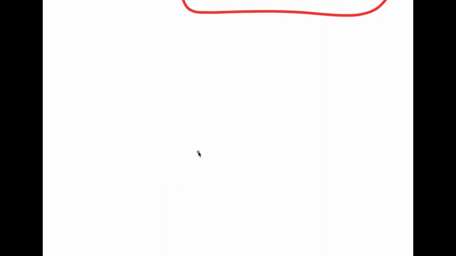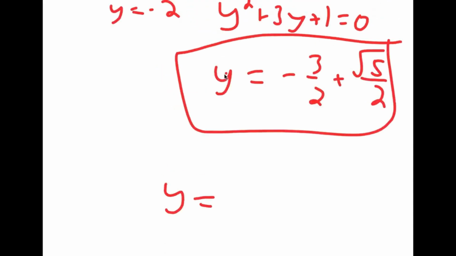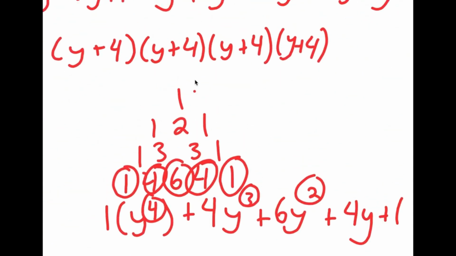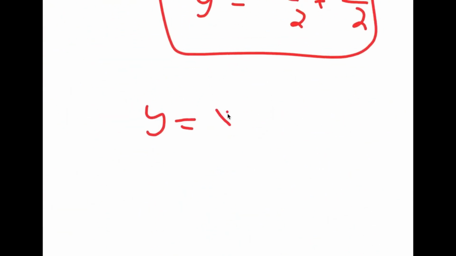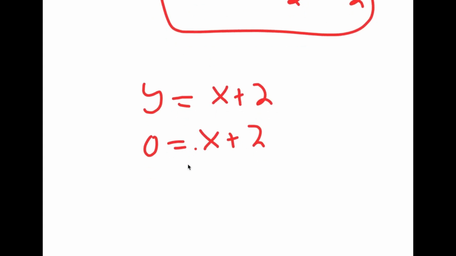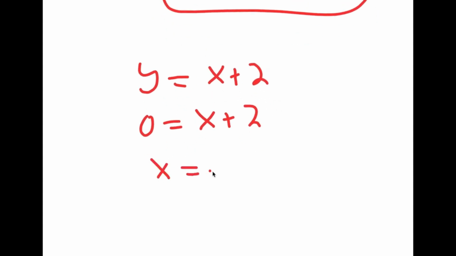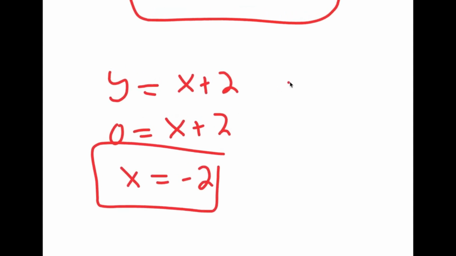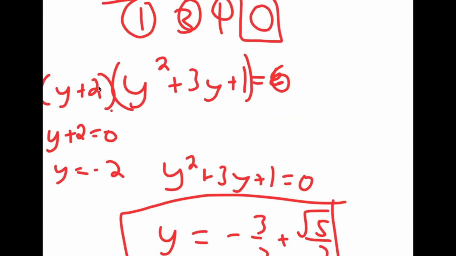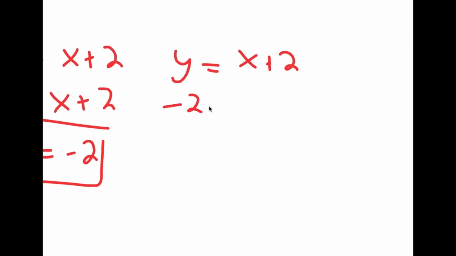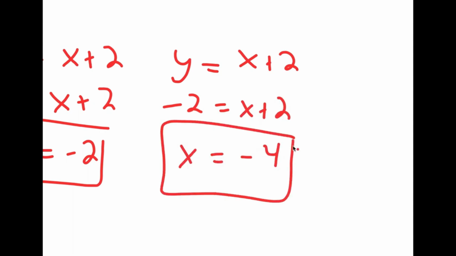Before that, let me just write this here. y is equal to x plus 2. So I'm going to first write 0. So I have 0 is equal to x plus 2. And I get x is equal to -2. So this is one solution. Now -2 was our other solution. So -2 is equal to x plus 2, meaning x is equal to -4.